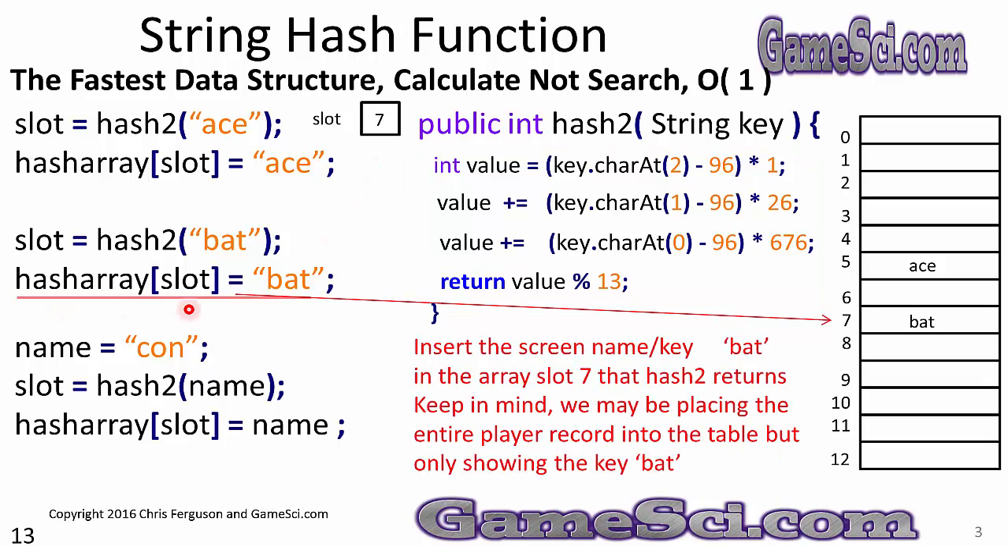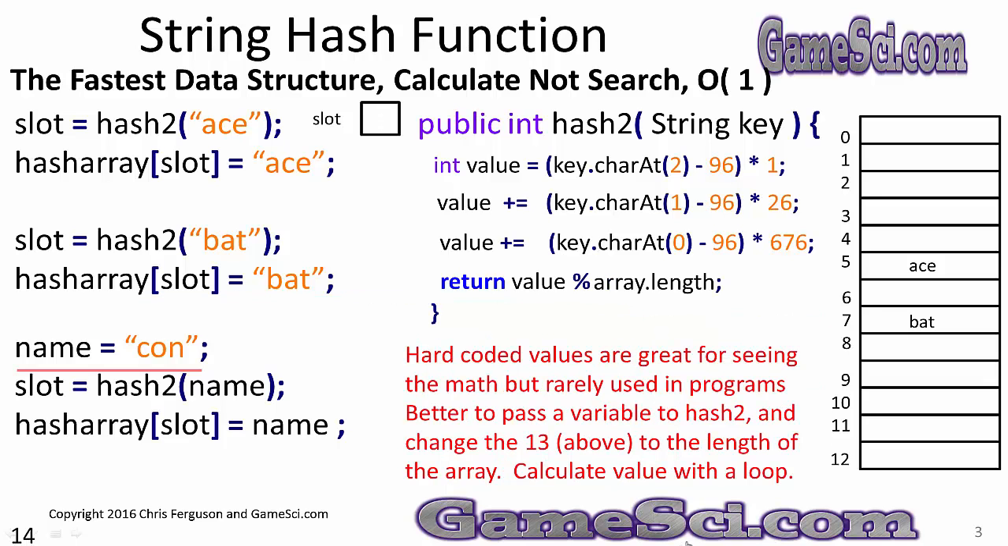When I do my hash array of slot equals bat, slot contains a 7, so store the key bat in position 7 of the hash table. Insert the screen name or key bat into the array slot 7 that hash2 returns. Keep in mind, we may be placing the entire player record into the table, but only showing bat going into the table.